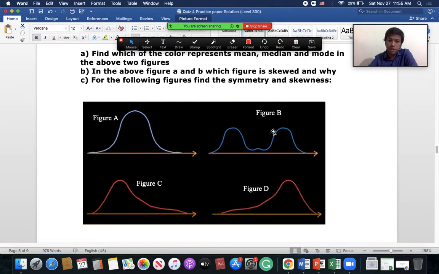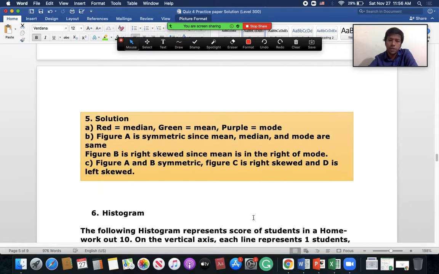This is symmetric, this is also symmetric, this is bimodal data, so we have two modes, one here and one there. This is right skewed, this is left skewed. Okay, all the answers are written here once again for your help.